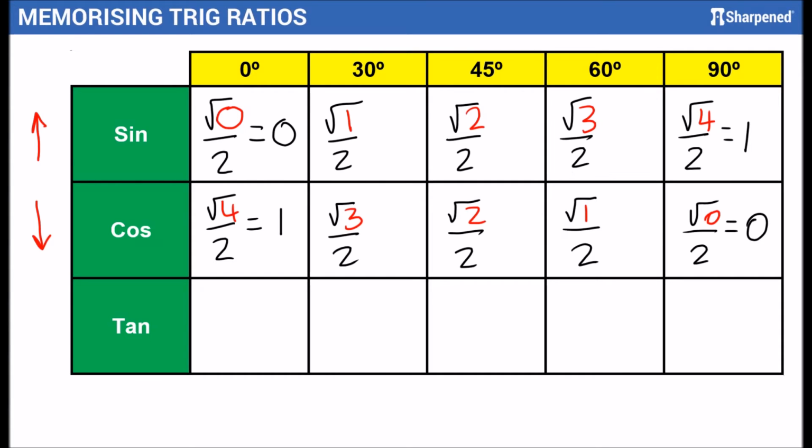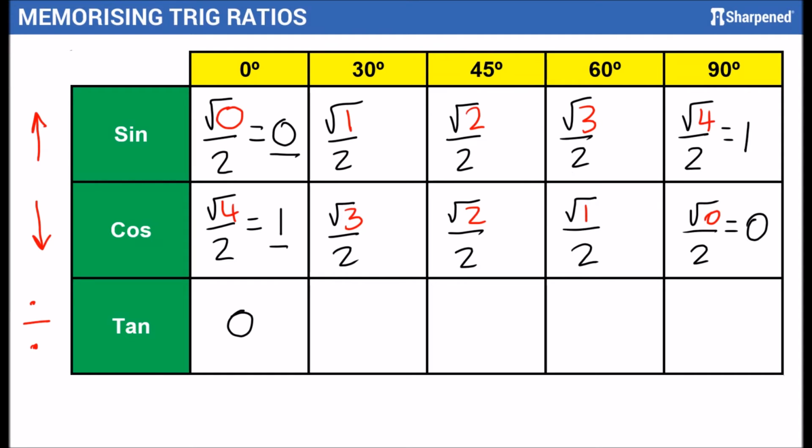Let's move on to the tan. Instead of counting up or counting down, we're going to do something a little bit different for the tan, and we're actually going to divide. And what that means is, in order to get the tan of 0, we take the sine of 0, which is 0, and we divide it by the cos of 0, which is 1. So in that case, 0 divided by 1 is just 0. And that is the tan of 0. It's as easy as that.